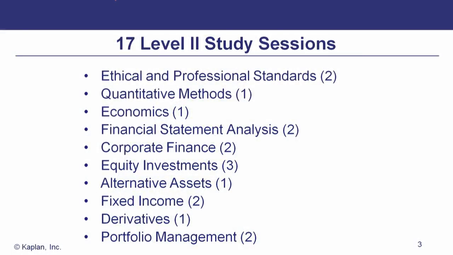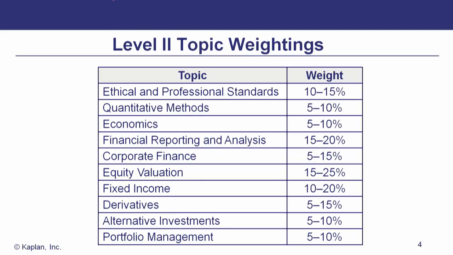All right, let's look at the curriculum itself. The Level 2 curriculum has 17 study sessions. What you will see is that the topic areas that have more study sessions generally have more weight on the exam. And speaking of weight, let's look at the exam weight at Level 2. What you will see is the exam weight at Level 2 is variable. This is one of the differences between Levels 1 and 2. We will see that in just a little bit.